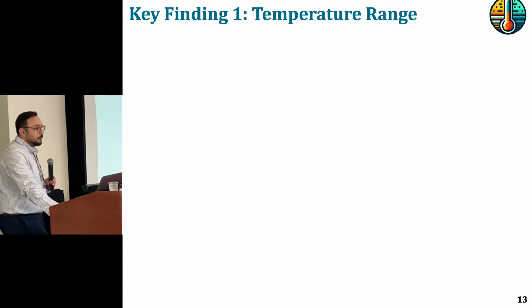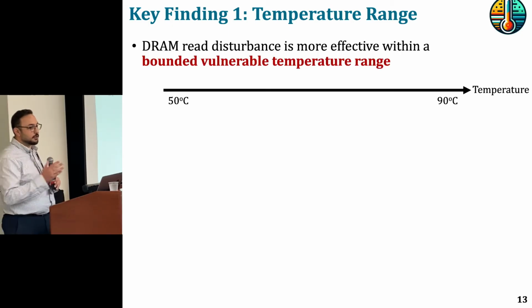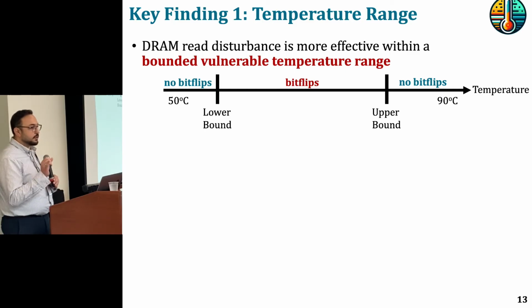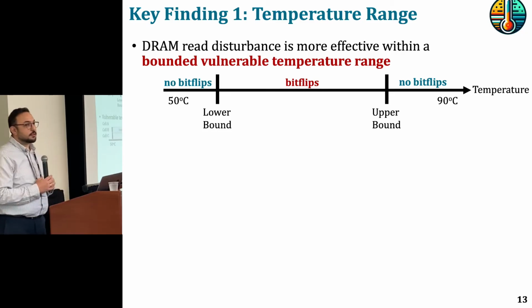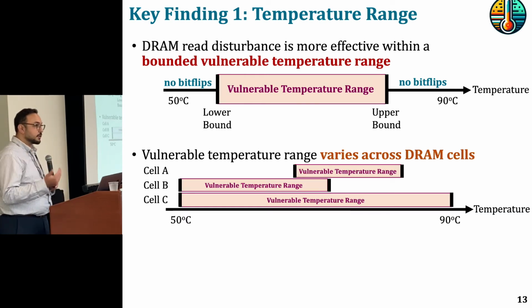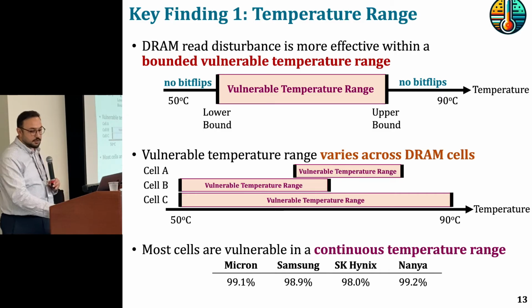And here is the first set of analysis that we conducted. We looked into the effects of temperature, and we observed that as you switch temperature from 50 degrees to 90 degrees, you have a lower bound and an upper bound in this temperature range. In between these two bounds, the DRAM cell experiences bit flips, but outside of these bounds, it doesn't experience bit flips. So we call this range the vulnerable temperature range. When we look at the vulnerable temperature range across the chip, we observe that there is a significant variation across different DRAM cells. And most cells are vulnerable to disturbance in a continuous temperature range.